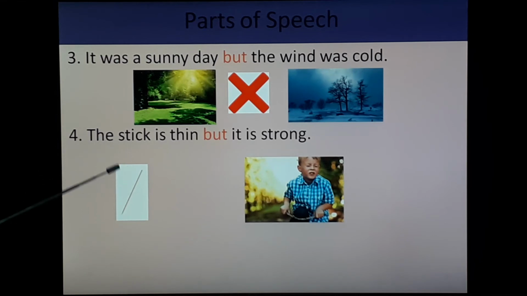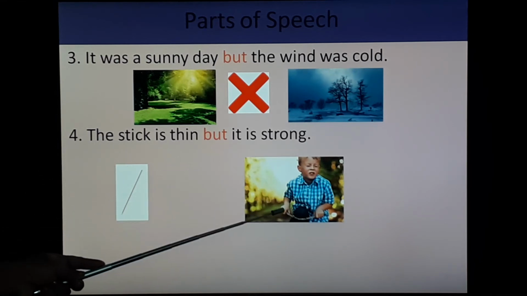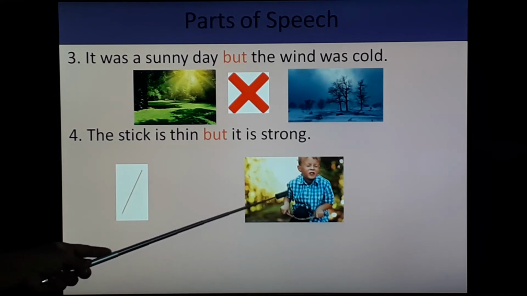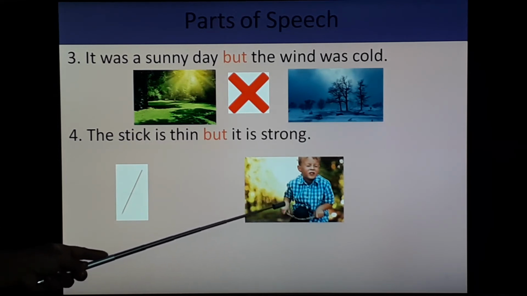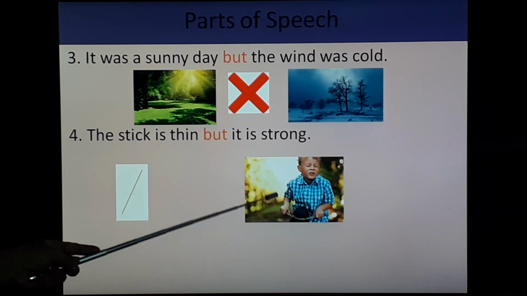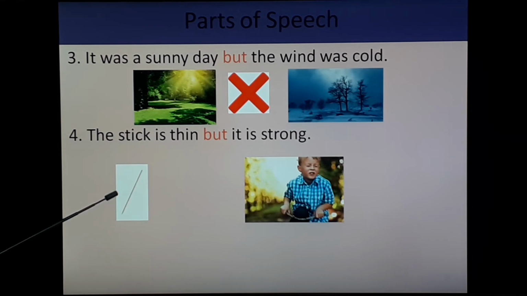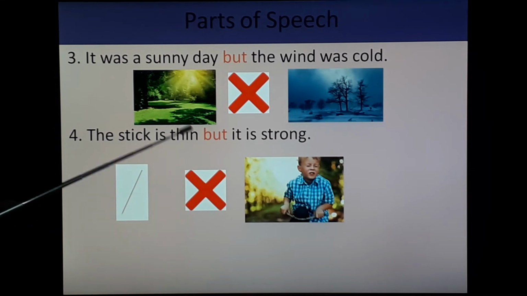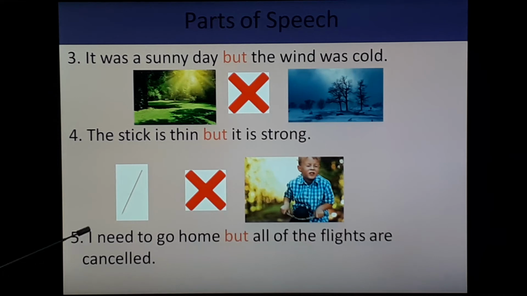The stick is thin but it is strong. See here in the second picture, the boy is trying to break it, but he is not able to break it. That is why the stick is thin but it is strong. So, but, opposite sign. I need to go home but all of the flights are cancelled. So, two opposite sentences. That's why they are joined with but, because here it shows contrast.